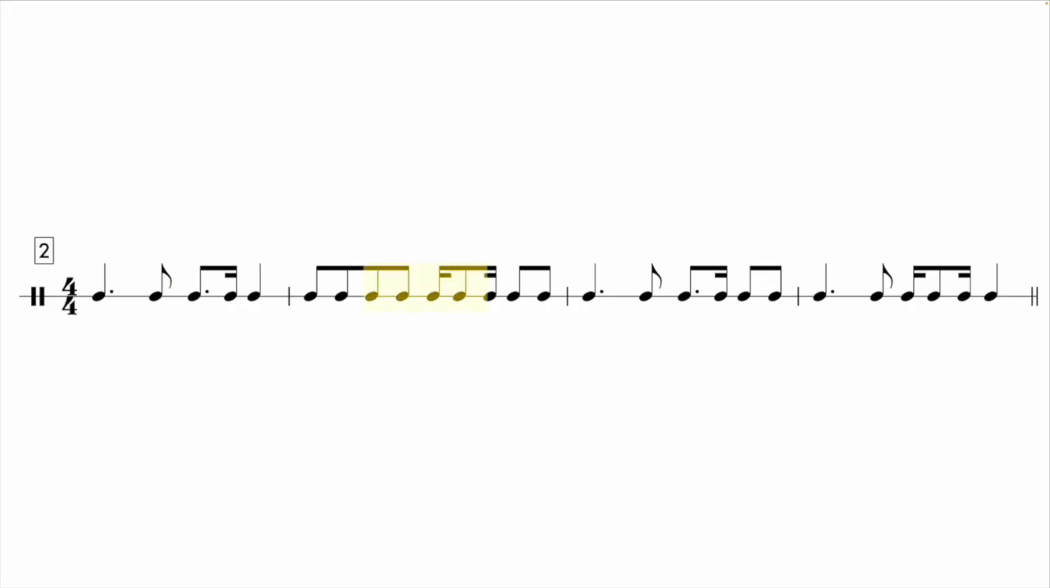Next measure, chunk it out. First half, that's right, it's do, day, do, day. Second half of the measure, yep, it's do-ta-do, day. Let's read the first two measures together. Ready? Read with me. Do, day, do-ta-do. Do, day, do-ta-do, day.